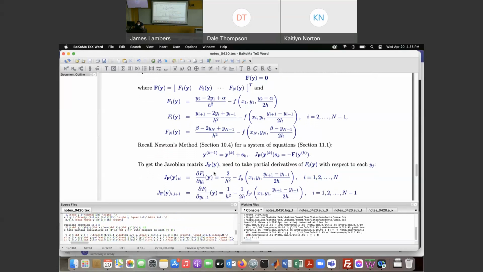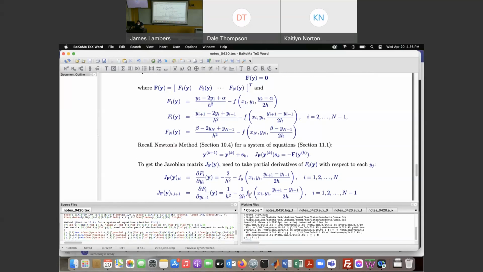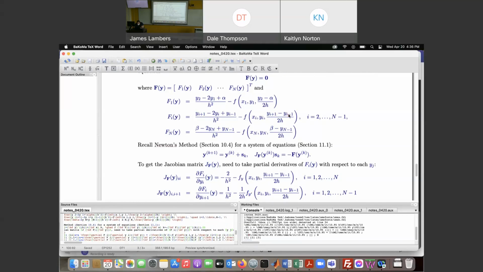But now if I take the derivative of this with respect to yi plus 1, well, this is the only term that'll contribute. I'll get a 1 over h squared, as you see here. And then I have minus, and then where does yi plus 1 appear? Right here. So I have minus partial of f with respect to y prime, the third argument, and then take the derivative of this with respect to yi plus 1. That leads to the factor of 1 over 2h out here, and then this minus we also have here. So these are the superdiagonal entries of a Jacobian.